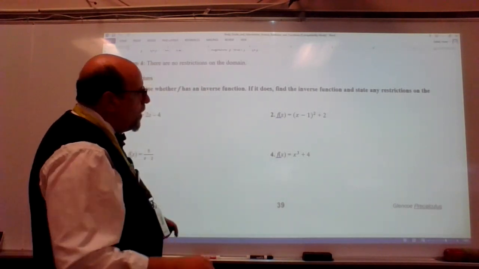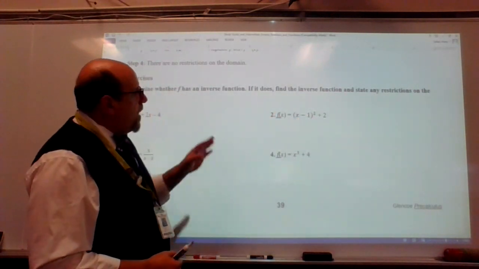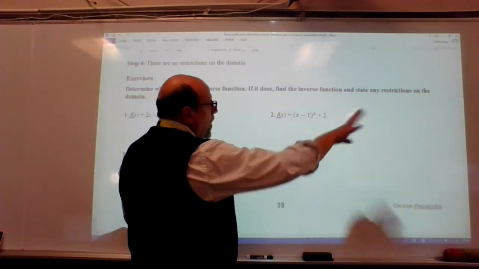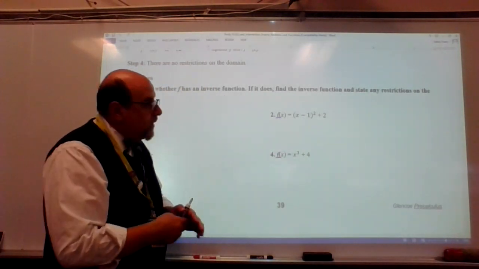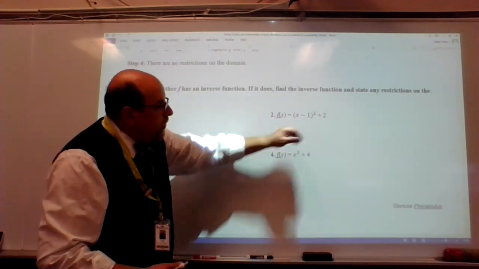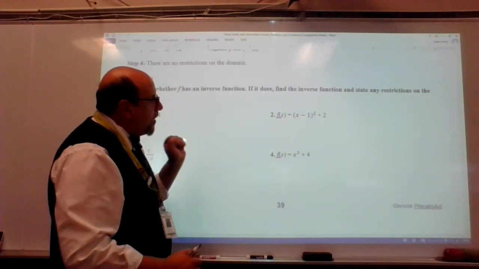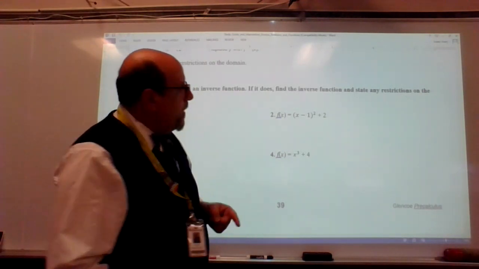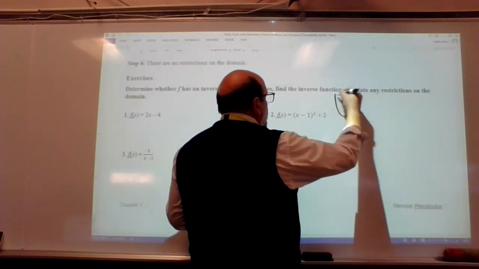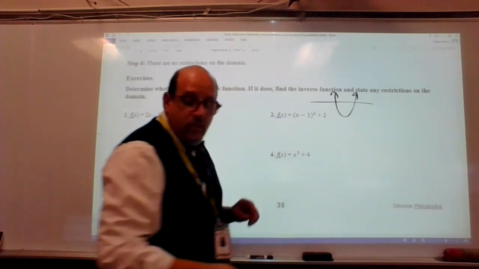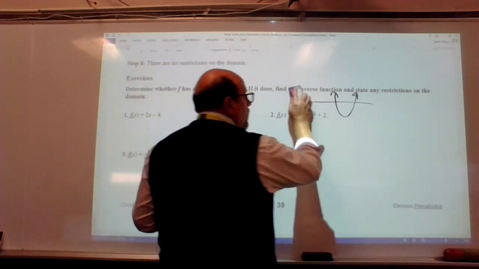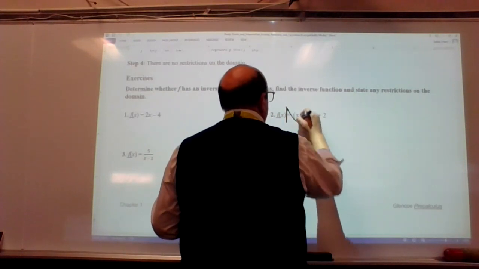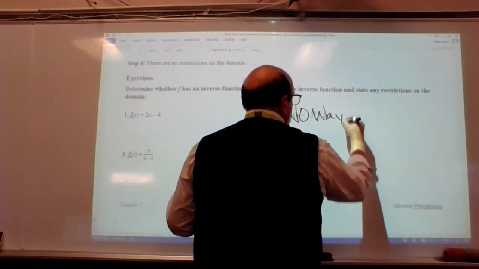So let's move on to number 2. We have an f of x equals x squared function, but it's been shifted to the right one space and up 2 spaces. That's what we did about two lessons ago. You should be able to look at this and say, all we do is shift it over 1 space to the right and up 2 spaces, but it's still a parabola. If we have a parabola, does it pass the horizontal line test? No way. So this doesn't have an inverse, and we're not even going to bother with this one.